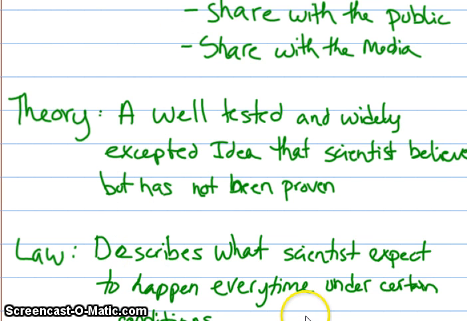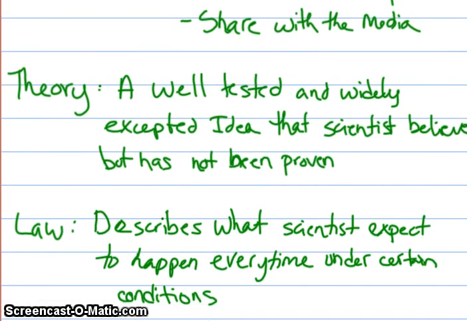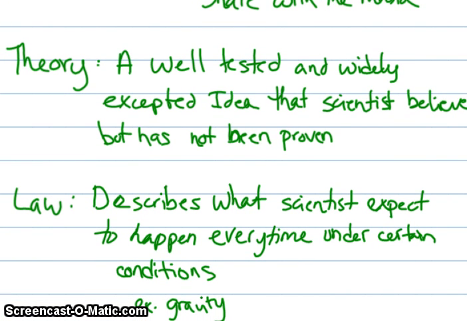A law describes what scientists expect to happen every time under certain conditions. An example of that would be gravity. Okay, every single time you drop something or you let go of something, it drops to the ground because of gravity. That is a law. Okay, so that's the difference between a theory and a law.